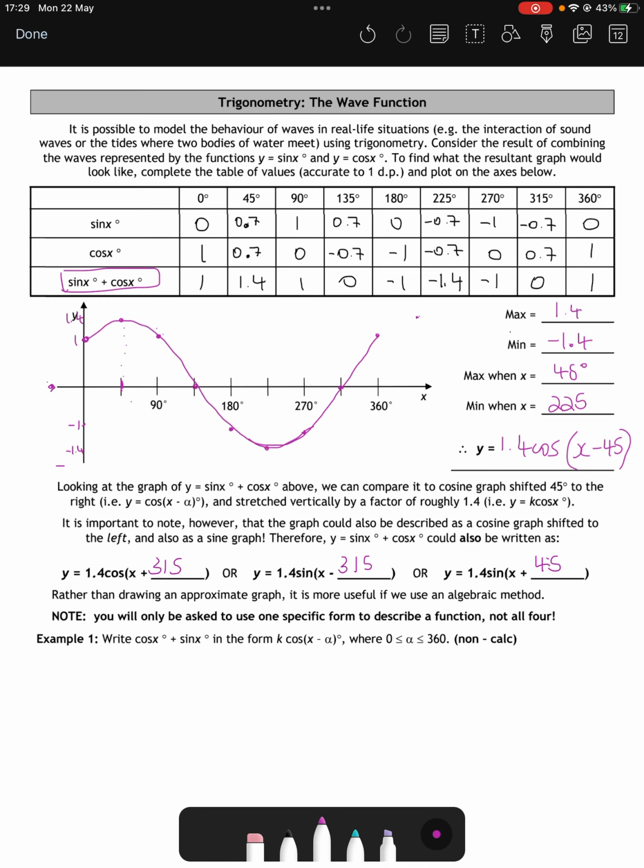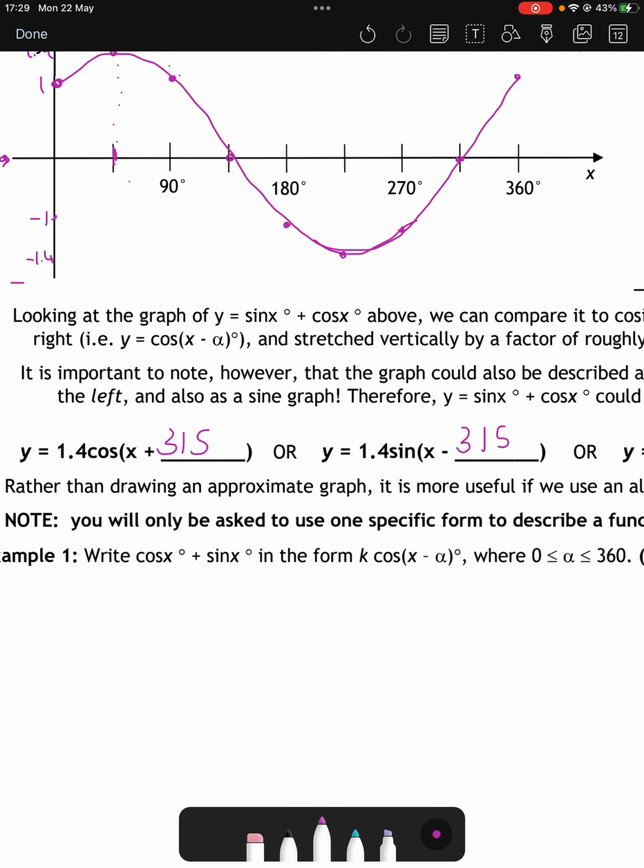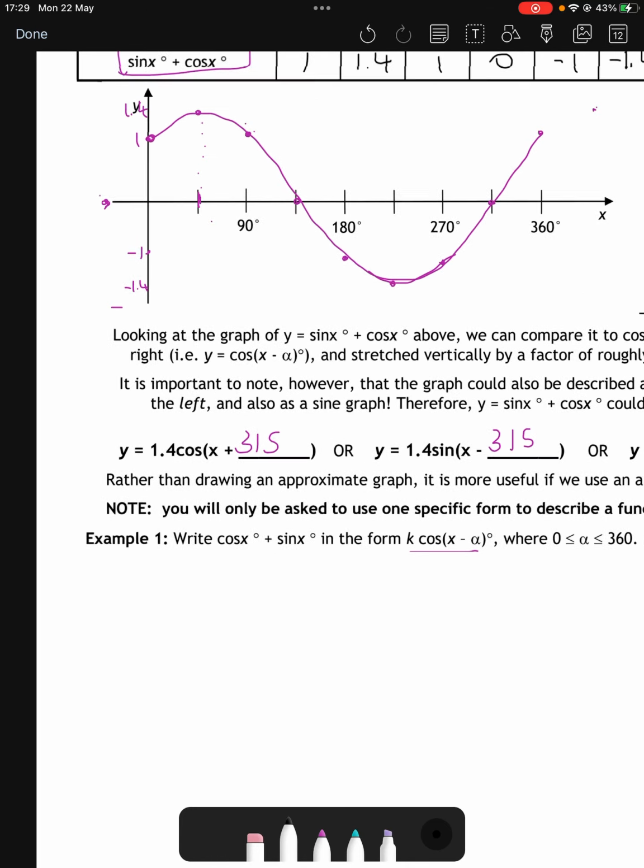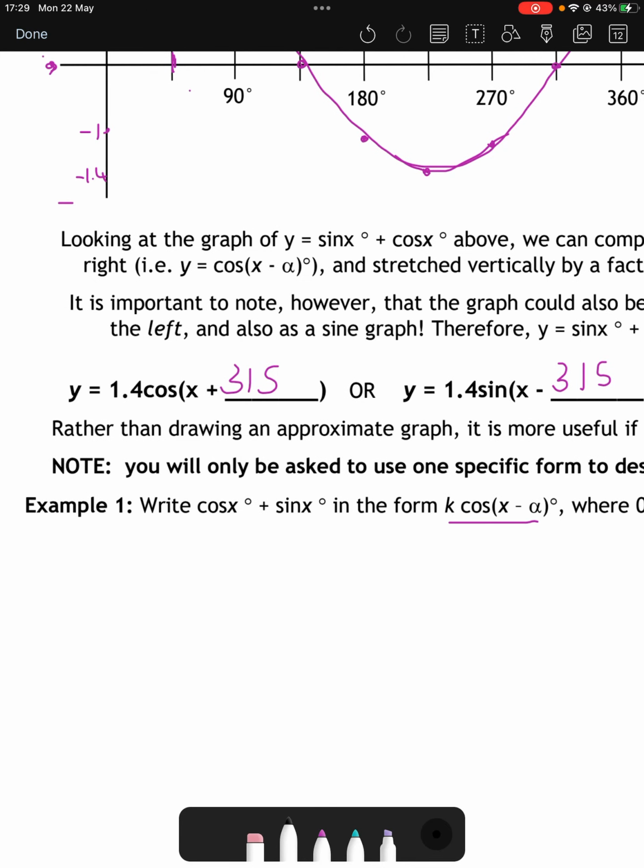And the main thing is that the questions will always tell you what form they want you to put it in. So, that's example 1. Cos x plus sine x. What we're going to do is we're going to put it in the form k, which is going to be the number at the front, cos of x minus a. I kept writing alpha, so I'm just going to put a.